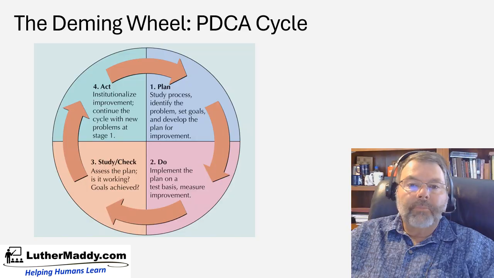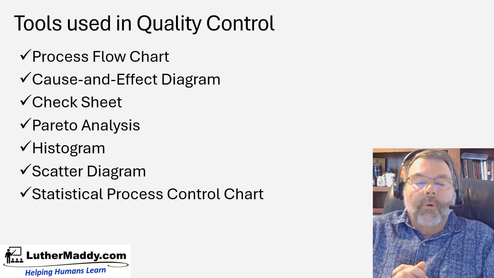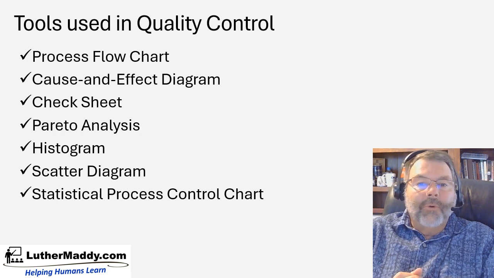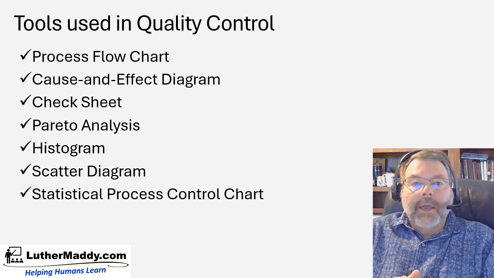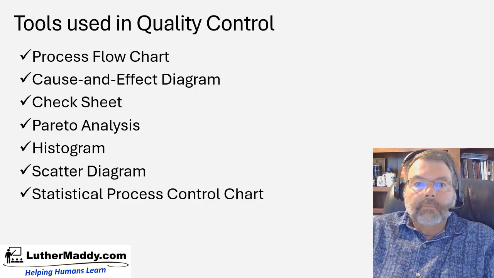It's a continuous process. All right, as we continue our discussion of quality control, let's talk about some of the tools that are used in quality control. We will encounter things like flowcharts, cause and effect diagrams, check sheets, Pareto analysis, histograms, scatter diagrams, and statistical process control charts. We're going to spend most of our time on the statistical process control charts, but let's go ahead and go over a couple of these others so that you're familiar with the terms at least.